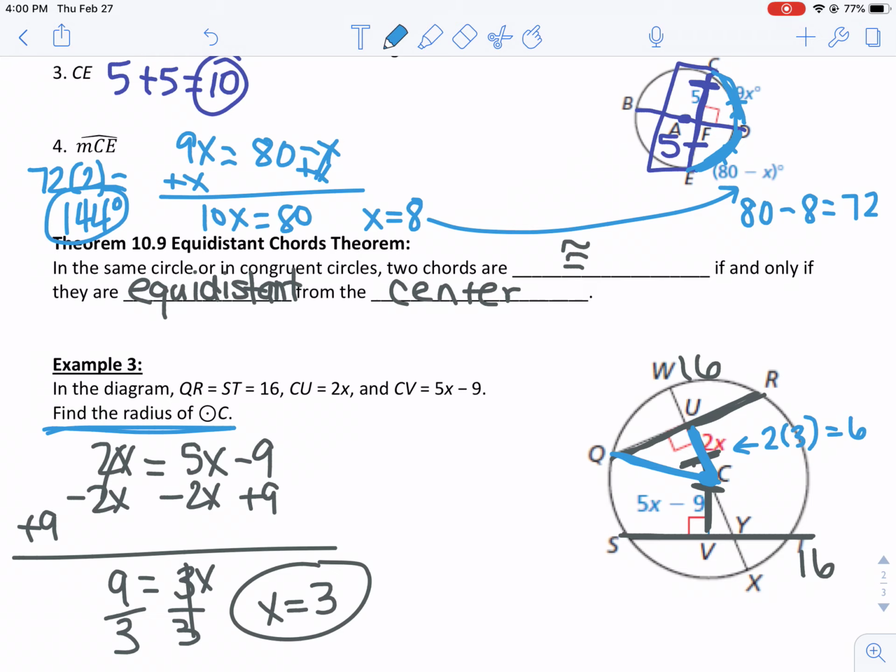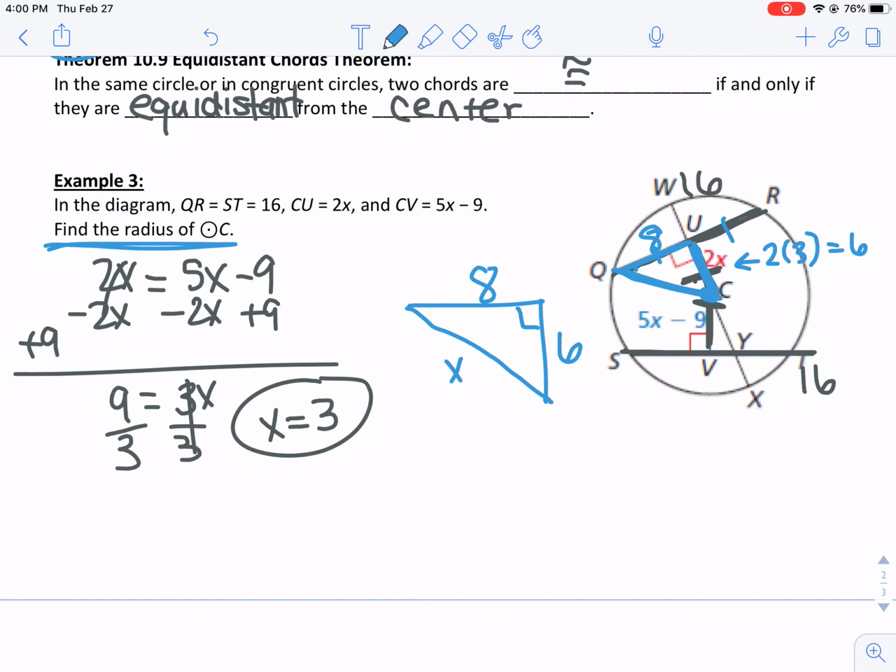And I know that this is cut in half because it's perpendicular. So this part is 8. So what I have is I know this part is 8. I know this part is 6. And I want this side. Well, this should look familiar. This is a right triangle. You're going to do Pythagorean theorem.